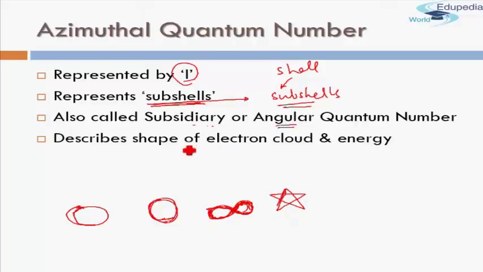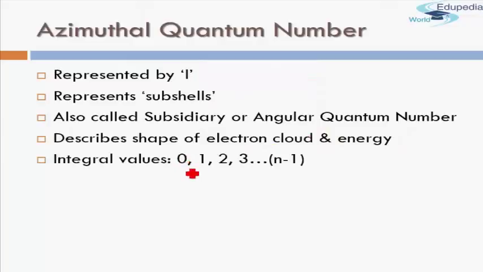So the shape of the electron cloud means where we are likely to find the electron. The shape of the electron cloud is determined by this quantum number, and it also to some extent determines the energy. For one-electron systems, the subshell doesn't actually determine the energy, but for a multi-electron system, the energy of the electron is highly dependent on the azimuthal quantum number.